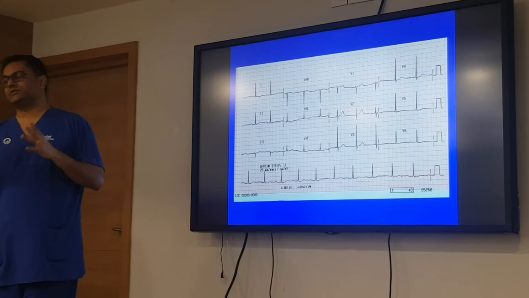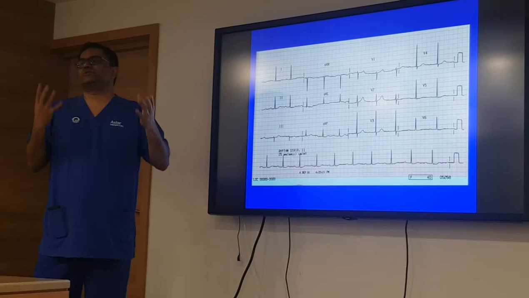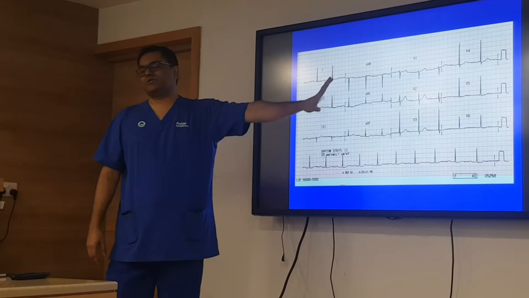Various things can cause that. Inferior MI is the commonest cause. Beta blockers, calcium antagonists, digoxin, everything works on the AV node. So when you give too high a dosage, you get a prolonged PR interval. So actually, the commonest cause of prolonged PR interval is drugs, beta blockers. Otherwise, the ECG is completely normal. The only abnormality is the prolongation of the PR interval.